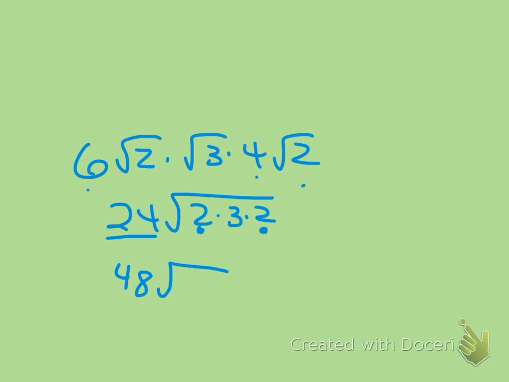What's left over? What is 2 times 2? 4. So what's the square root of 4? 2. And you took that 2 and multiplied it by the 24, so it's just 3 left. That's right, I knew that.